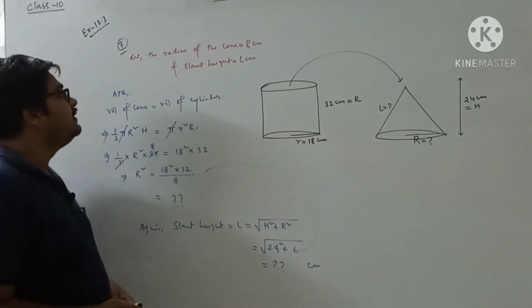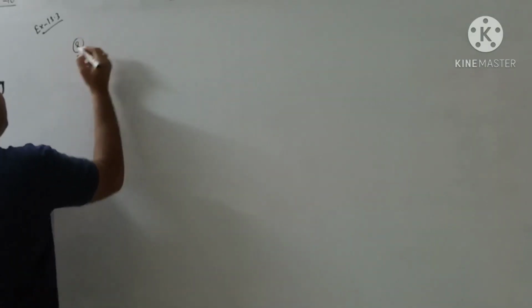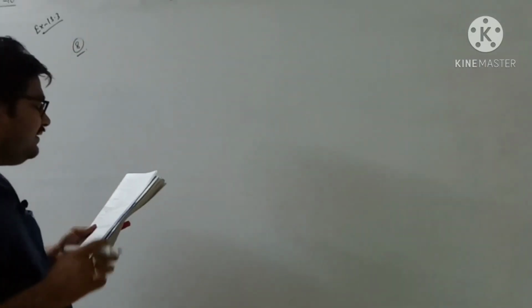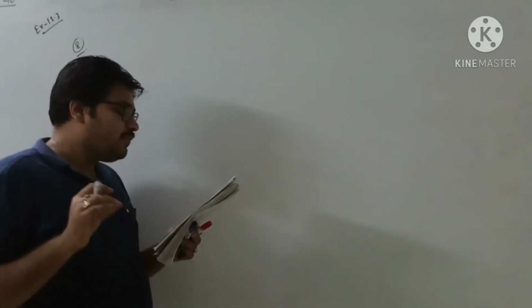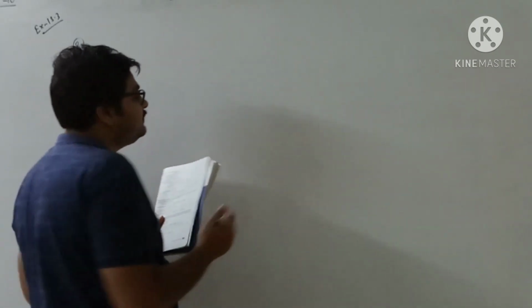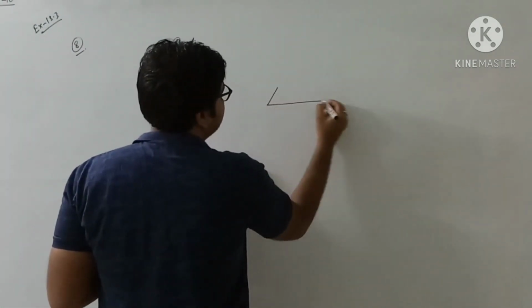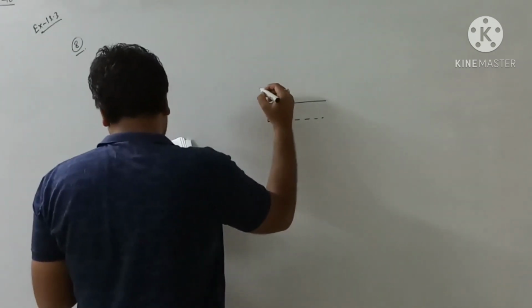Okay. Now we move to question number 8. Now question number 8. Water in a canal 6 meter wide and 1.5 meter deep is flowing with a speed of 10 km per hour. So the width of the canal is 6 meter.